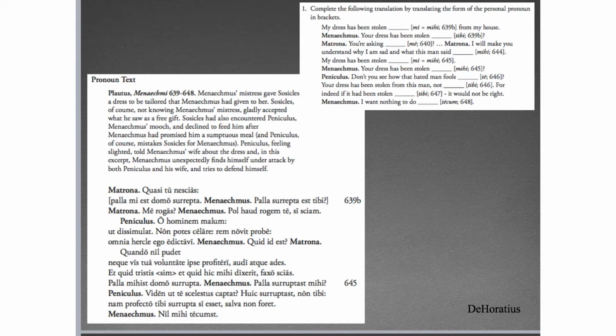All right, another text, the Menaechmi. We've gone over this a few times. So we're completing the translation. Now, some of these translations are going to go a little bit against what you might have learned, but just do what makes sense. So, for instance, my dress has been stolen, mihi. We wouldn't say my dress has been stolen to me. We steal something from someone. So, even though it's dative, it's a funky use of the dative. It's going to be from me. Menaechmus comes back and says, your dress has been stolen from you. Same thing. And I will let you do the rest.